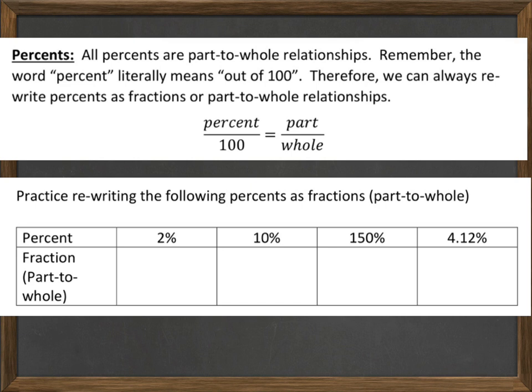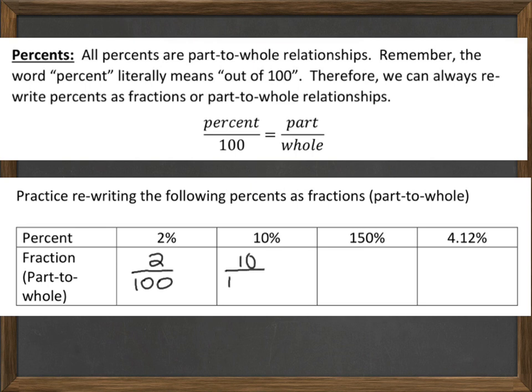If we have 2%, we can rewrite that as a fraction by writing it as 2 divided by 100. Now, in all of these examples, we could probably reduce or simplify the fractions, but that's not really the point of this exercise. So I'm just going to leave it as 2 over 100. I'm not going to worry about simplifying or reducing it, but if you would like to, you can always do that. Okay, what about 10%?